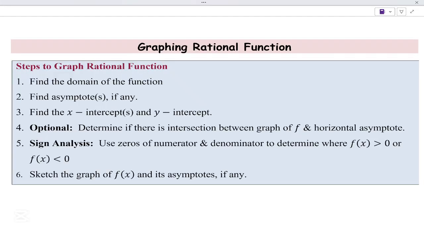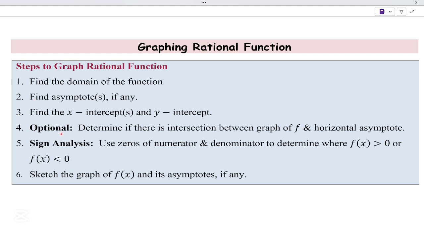In this video, we will explore sketching the graph of a rational function. These are the steps in sketching the graph of a rational function. First, find the domain of the function. Second, find asymptotes, if any. Third, find the x-intercepts and y-intercepts.